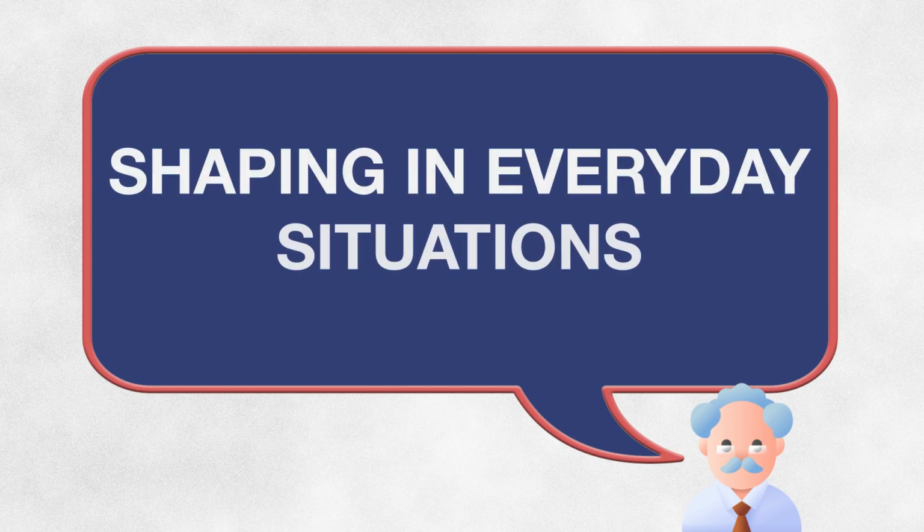Shaping happens all the time in real life. For example, helping a client learn to ride a bike might start with reinforcing sitting on the bike, then balancing, then pedaling, and finally riding on their own. RBTs also use shaping to teach speech by reinforcing simple sounds first, then syllables, then full words.